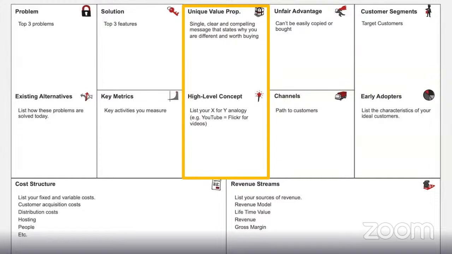So, hi all, welcome back. To recap what we were discussing, we said that the most important thing about the business model is that it gives us the opportunity to capture the value.